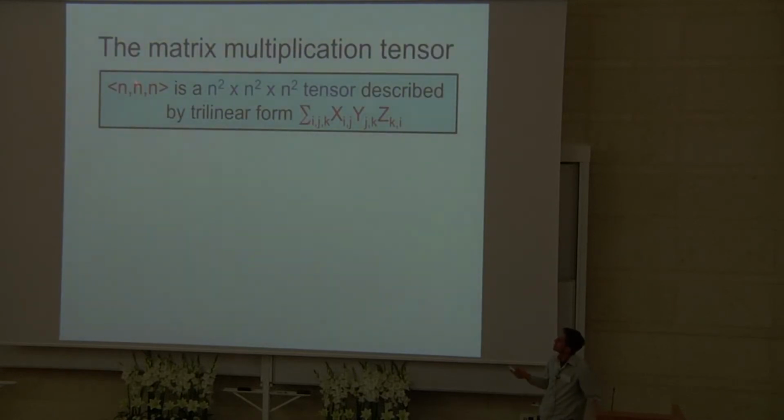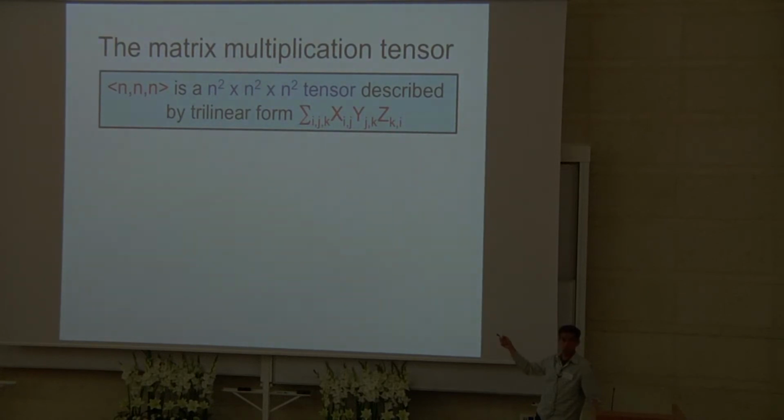And so what is this matrix multiplication tensor? Again, it has this notation n to indicate that you're doing n by n matrix multiplication. And it's an n squared by n squared by n squared tensor. Sometimes I'm going to describe tensors by this trilinear form notation. This is nothing more than a formal polynomial in x, y, and z variables. And the coefficient on a given x, y, z product is the associated entry of the tensor. Okay? So here's the description of the matrix multiplication tensor in that trilinear form notation.